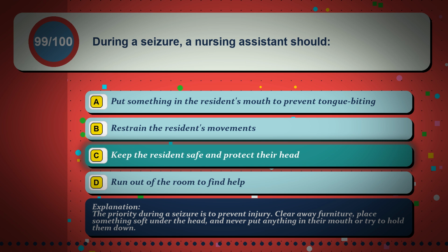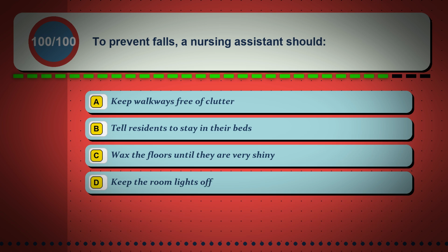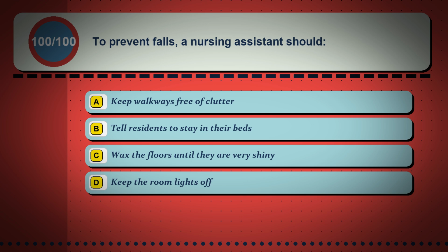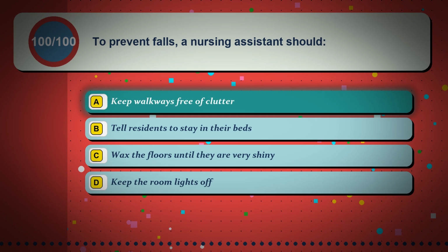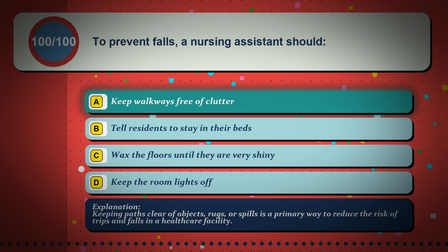Question 100. To prevent falls, a nursing assistant should option A, keep walkways free of clutter. Option B, tell residents to stay in their beds. Option C, wax the floors until they are very shiny. Option D, keep the room lights off. The correct answer is option A, keep walkways free of clutter. Keeping paths clear of objects, rugs, or spills is a primary way to reduce the risk of trips and falls in a healthcare facility.